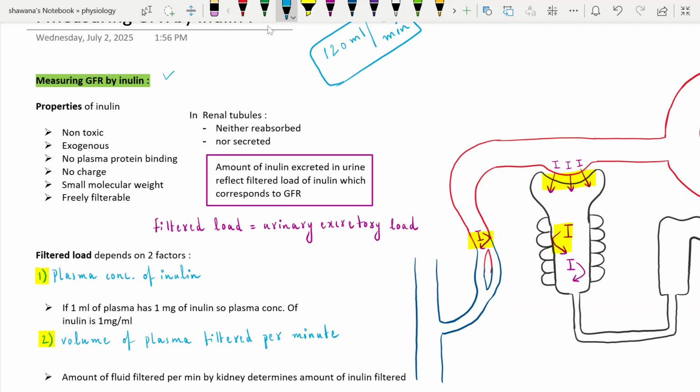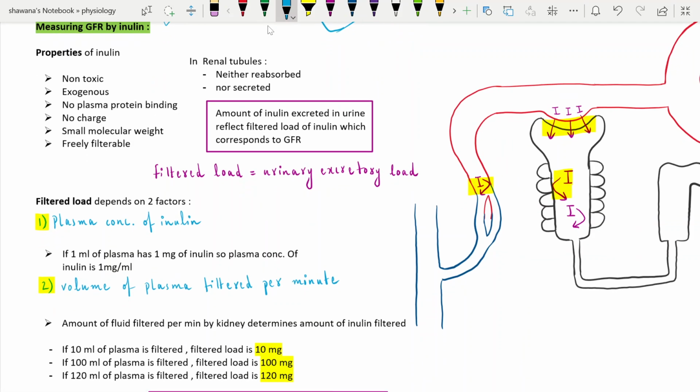Inulin has no charge. It's not positive and it's not negative. It is an inert molecule, so it is not repelled by the glomerular basement membrane, because the glomerular basement membrane carries a negative charge. Inulin is a very small molecule, so it is easily filtered across the filtration barrier and it is freely filterable.